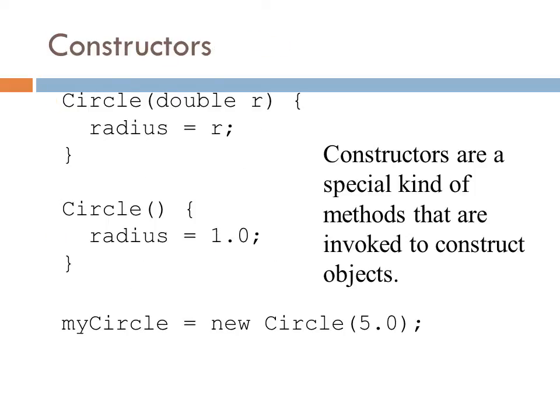Constructors are used to initialize the state of an object. A constructor has the same name as the class name. Here our class name is Circle, so the constructor has the same name as the class name. There are different types of constructors: no-argument constructors and argument constructors.